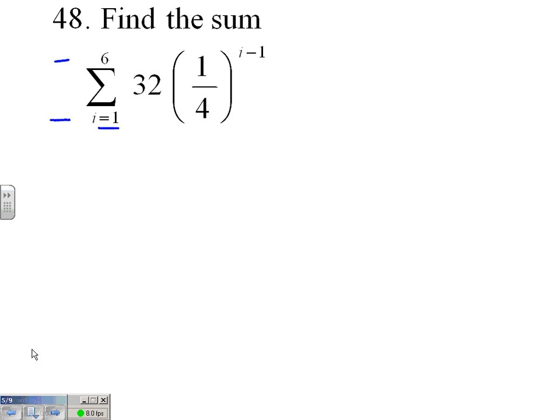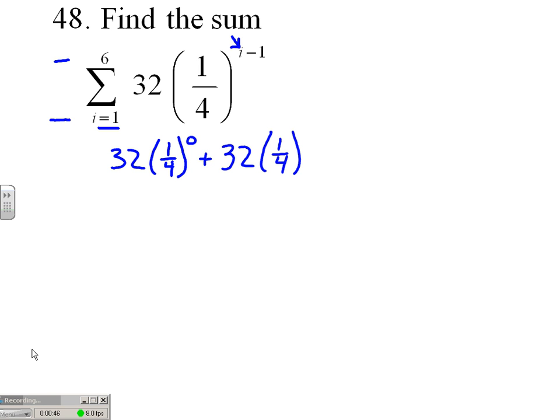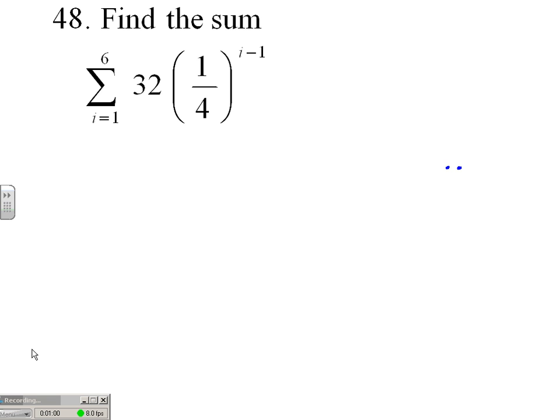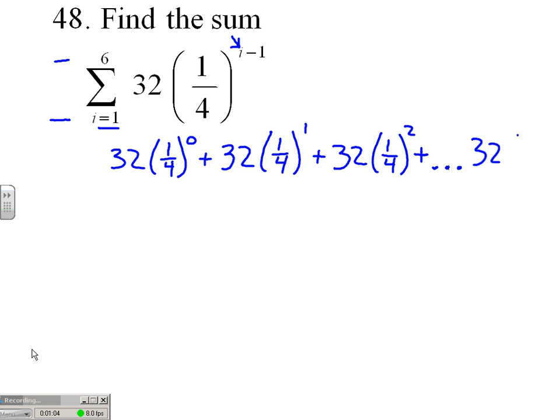So I'm going to allow I to start at 1. And I see this is the only place I'm inserting I. So I get 32 times 1/4 to the 1 minus 1, or 0th, plus my second term, 32 times 1/4 raised to the 2 minus 1, or first, plus 32 times another 1/4, this time raised to the 3 minus 1, and plus dot dot dot until I get to 32 times 1/4 to the 6 minus 1, or fifth, giving us our 6 terms.